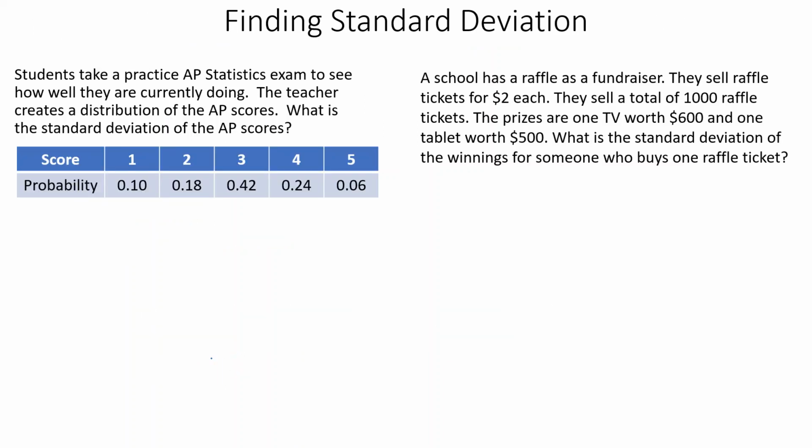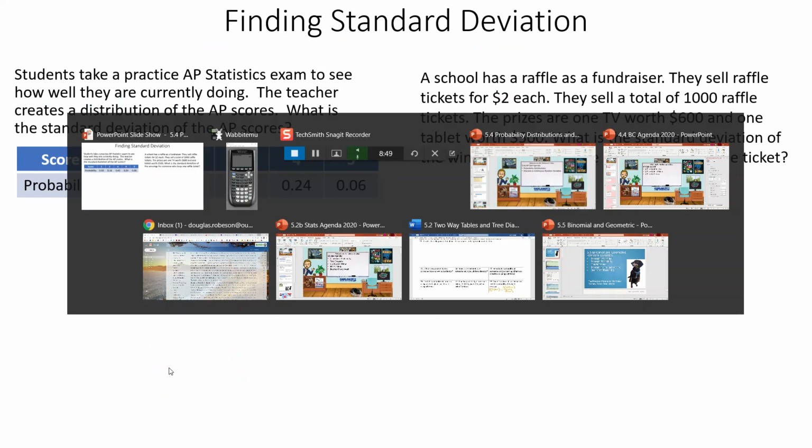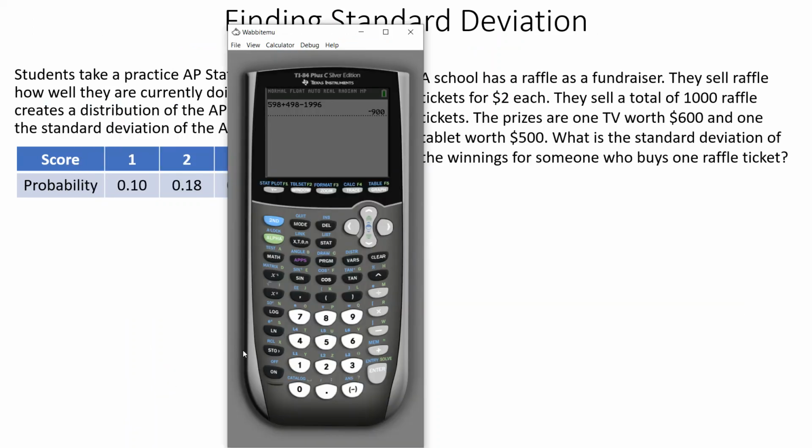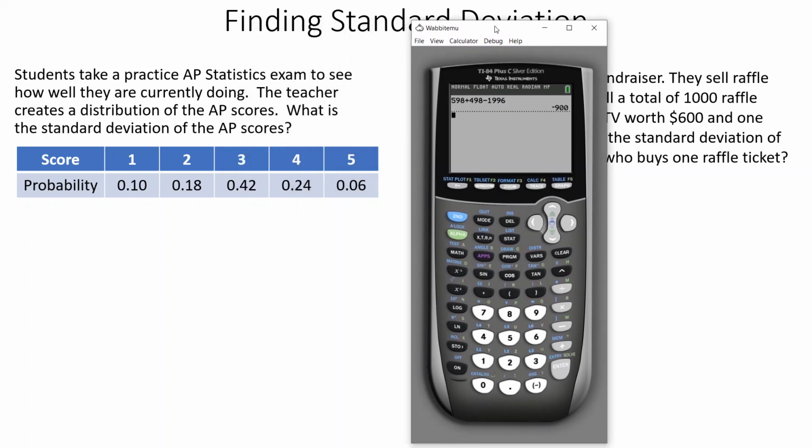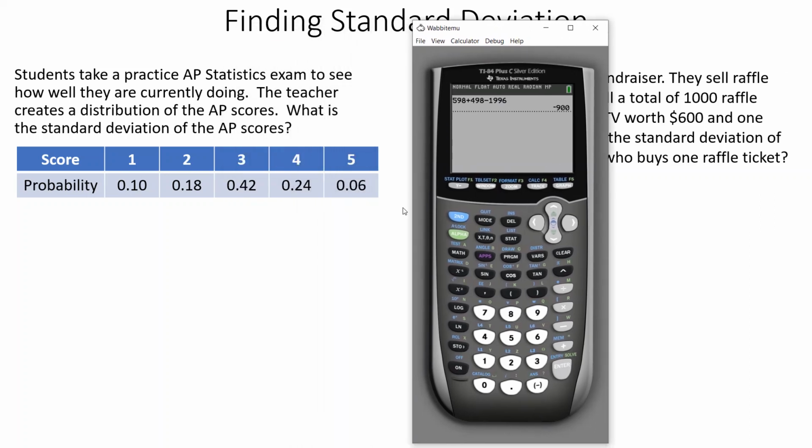All right, so let's try and do it on our calculator now. So here is my calculator again. Now I want to find the standard deviation of the AP scores. So I'm going to go to Stat, Edit. There's my list. I've already got them in. So I've got 1 through 5, and then 0.1, 0.18, 0.42, 0.24, 0.06.